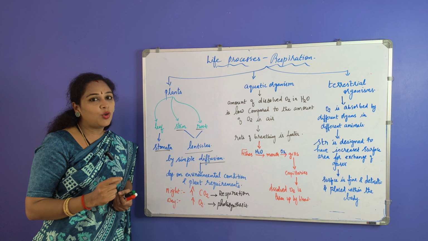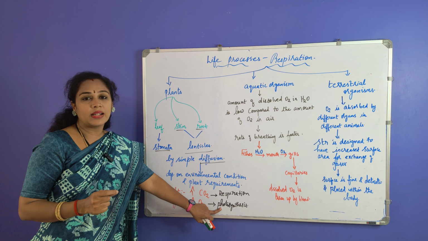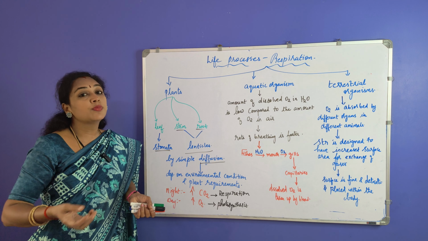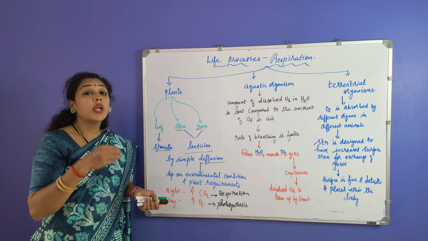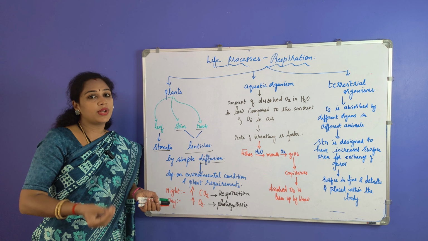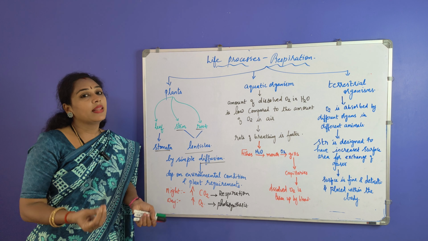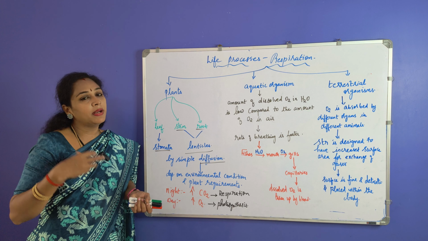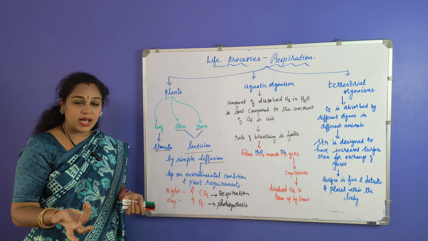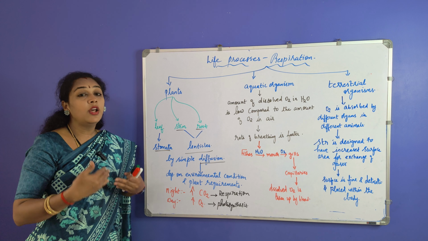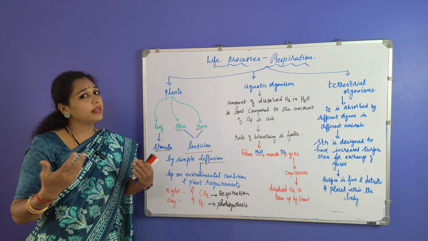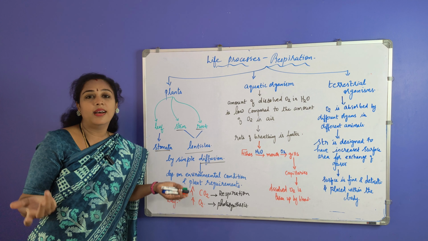And what is the process involved in that? The process involved is photosynthesis. Once more, oxygen is released. At night time, the rate of respiration will be more, and carbon dioxide is produced more at night. So this carbon dioxide produced at night is utilized by the plant for the process of photosynthesis, and thereby it releases oxygen in the daytime.